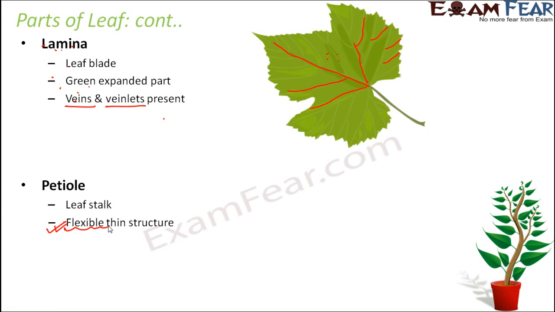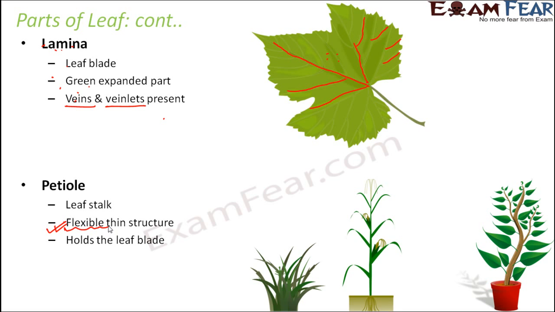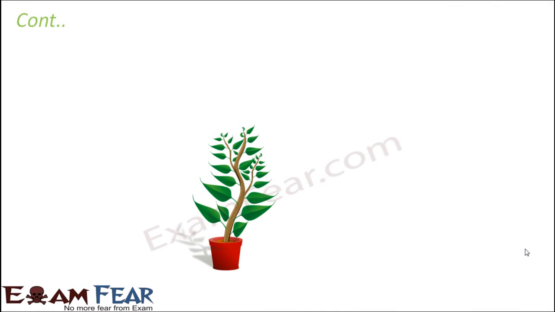Okay. Now as I said, there are leaves with petiole, and there are leaves without petiole as well. So this petiole basically holds the leaf blade. Here you can see different types of plants with different types of petiole. Here you can see the leaf stalk, this is the petiole. Now let us look at the types of leaves with and without petioles.